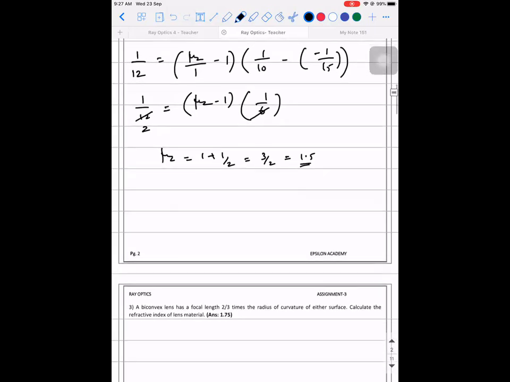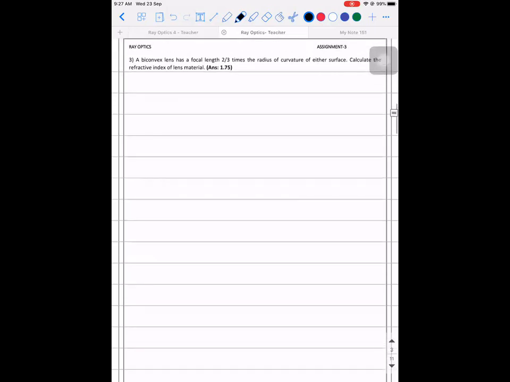Now listen. Third, there is a biconvex lens which has a focal length 2 by 3 times the radius of curvature of either surface. Calculate the refractive index of the lens material. Why did they use the words the radius of curvature of either surface, and what do they mean indirectly?